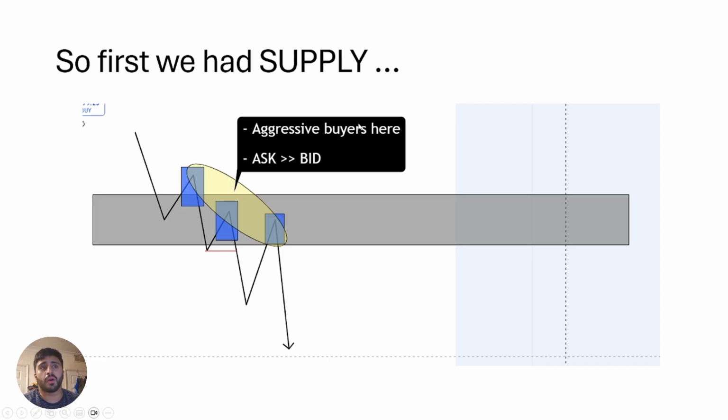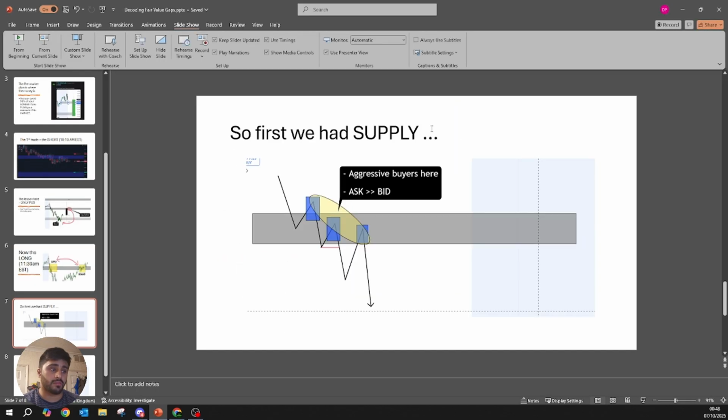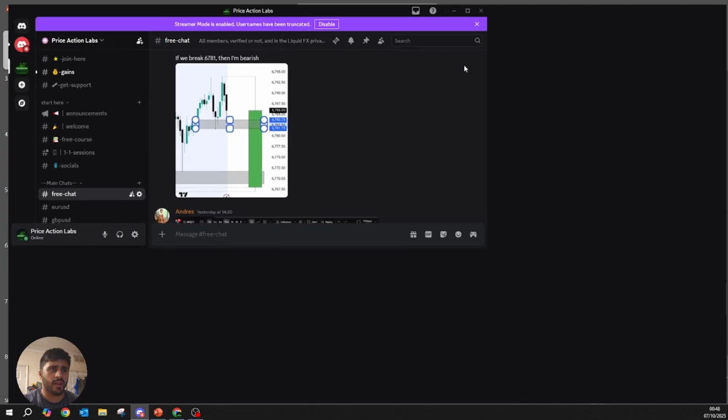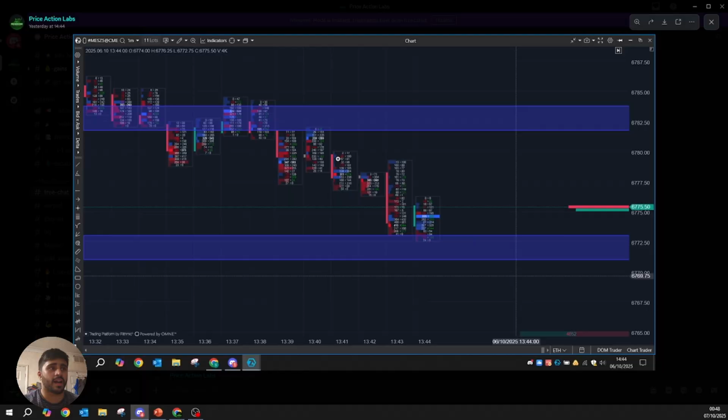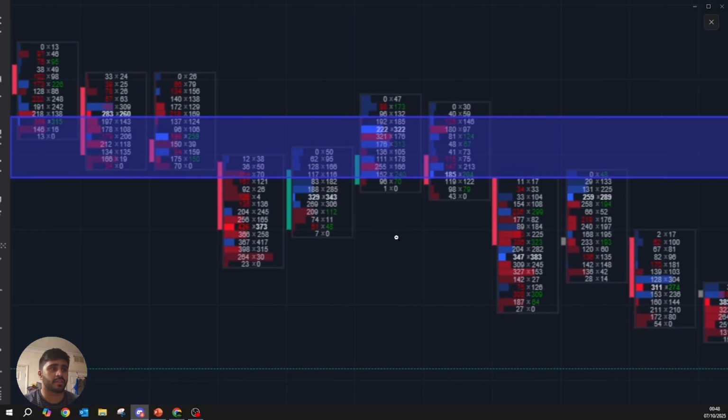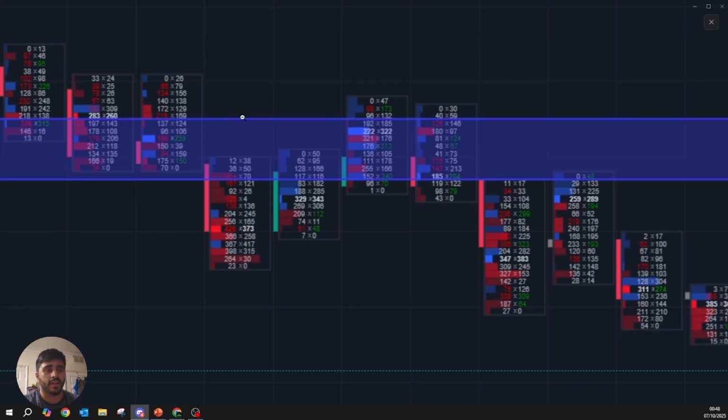So we see aggressive buyers hitting the ask, right? So we see a lot of blue delta, positive delta, right? We do not see these buyers being rewarded, and that's why we break below the level. So again, if I bring the Discord up, what we had at this key level was this. We see price breaking below this level, right? So this top key level held as supply. And the reason it held as supply is because, as you can see, there are a lot of aggressive buyers sitting over here.